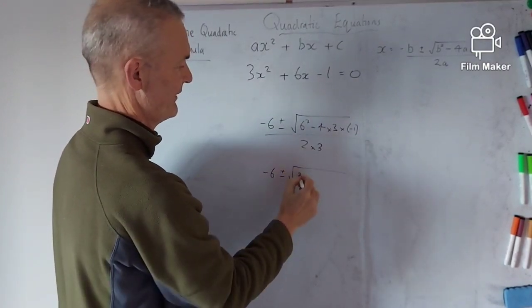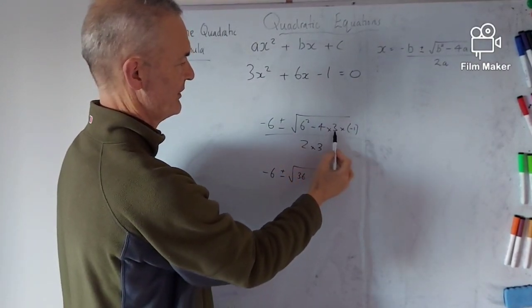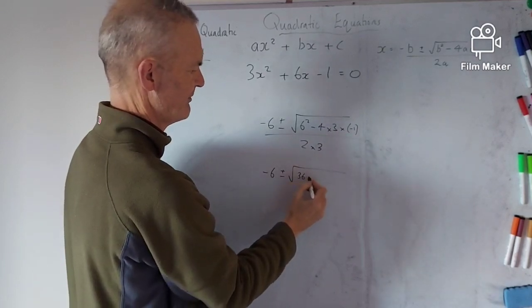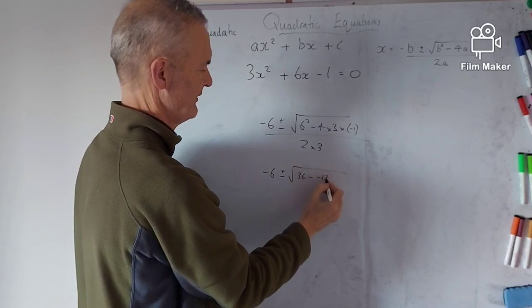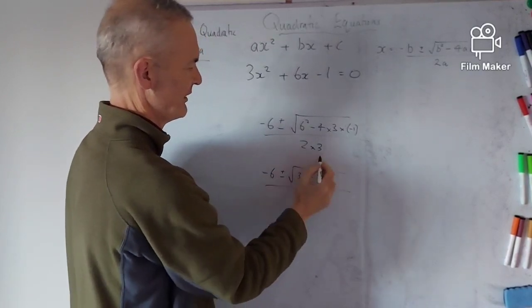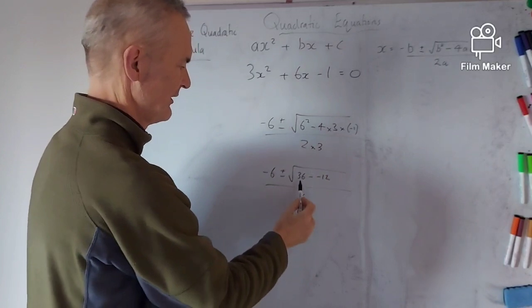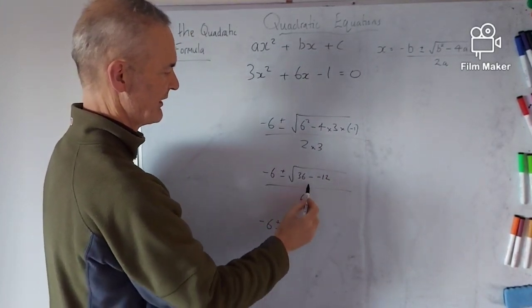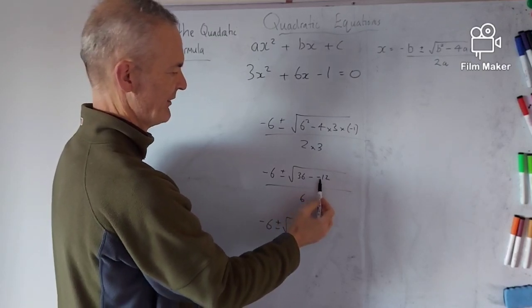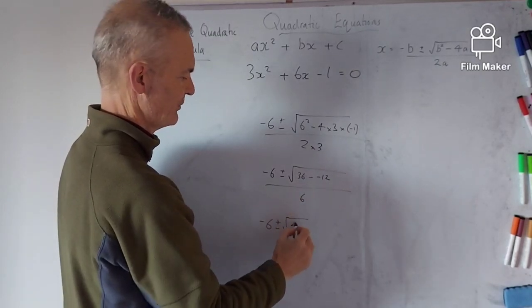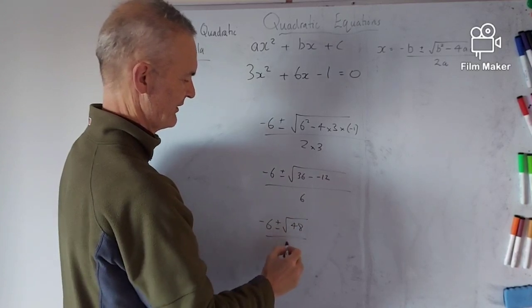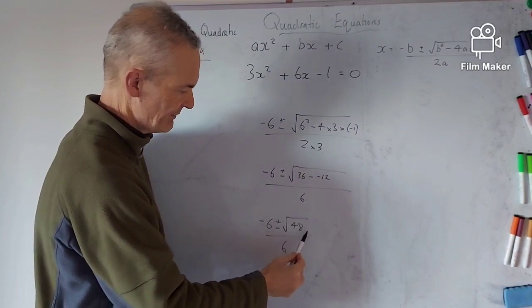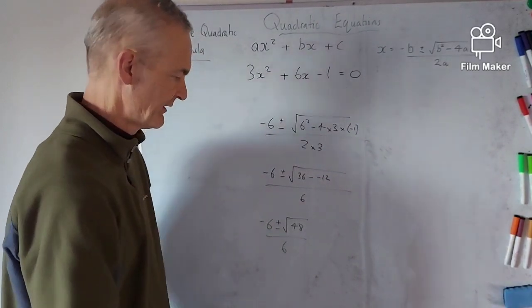So 6 squared is 36, and I've got 4 times 3 is 12, times minus 1 is minus 12. So I've got 36 minus 12, and that's over 2 times 3, which is 6. So in here we've got minus 6 plus or minus, and we're going to add this here, aren't we? Because we've got these two negatives, so we're going to get 48 over 6. What we can do here, we can simplify this a little bit.